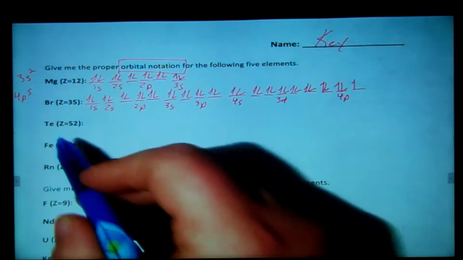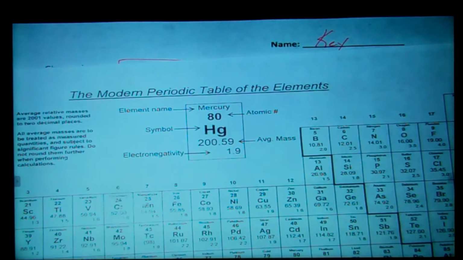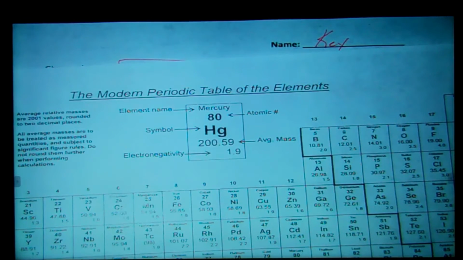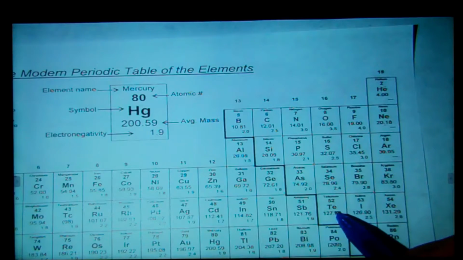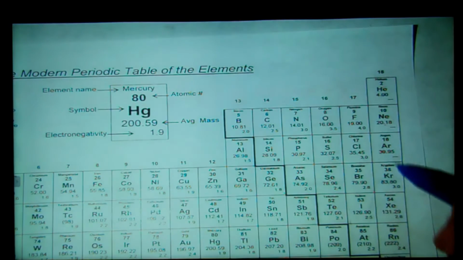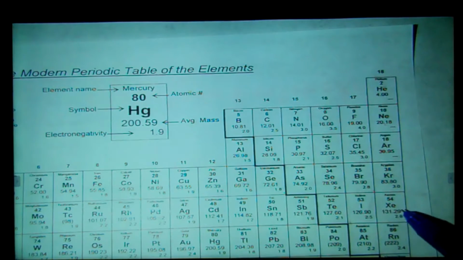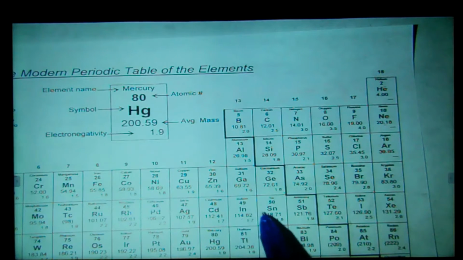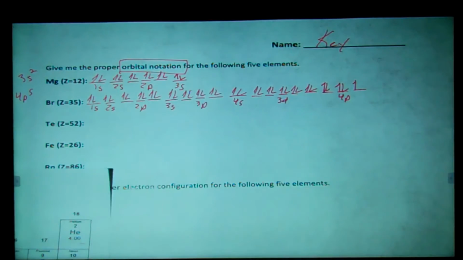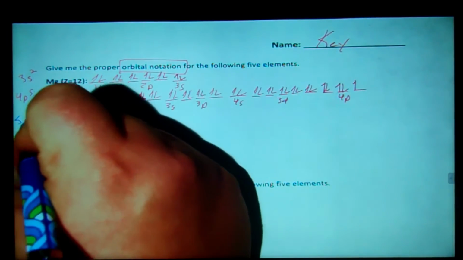Alright, then we're going to do atomic number 52, tellurium. Tellurium is sitting right here. So tellurium is in the 5th row. It's in the p block, so it's 5p, and it is 1, 2, 3, 4 in. So that's 5p4.